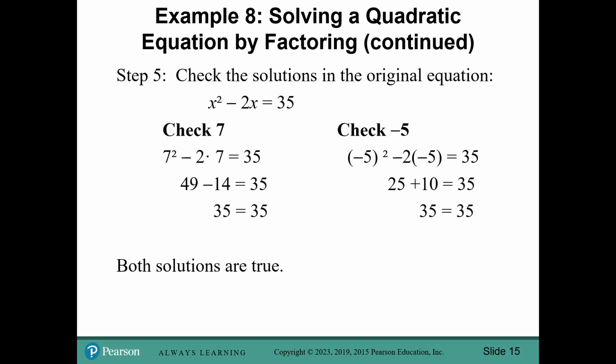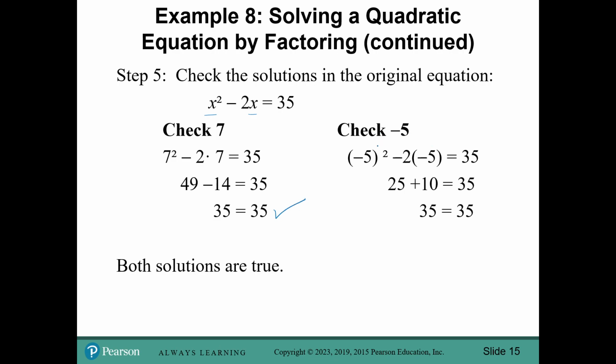Step 5 says check the solutions in the original equation. So we're going to check 7 first. I plug 7 in everywhere I see an x. So I wind up with 7 squared minus 2 times 7 equals 35. That gives me 49 minus 14, because 7 squared is 49, and negative 2 times 7 is negative 14. 49 minus 14 is 35. This is a true statement.